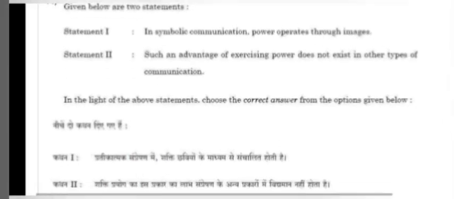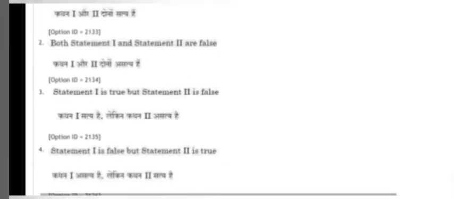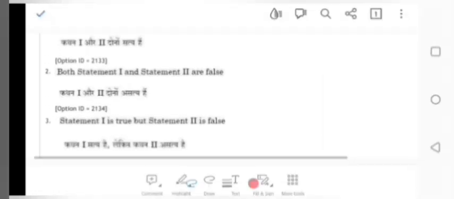Next question, it says, given below are two statements. One says, in symbolic communication, power operates through images. Two says, such an advantage of exercising power does not exist in other types of communication. Now, in the light of the above statements, choose the correct option. 1 and 2 are true, 1 and 2 are false, 1 is true and 2 is false, 1 is false but 2 is true. So 1 is true but 2 is false. This will be correct.